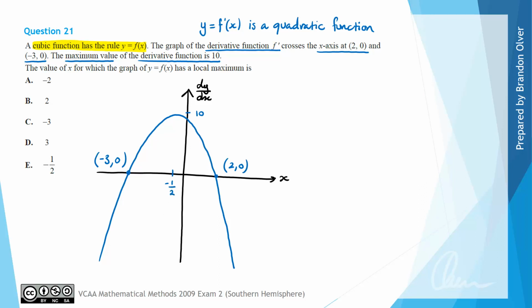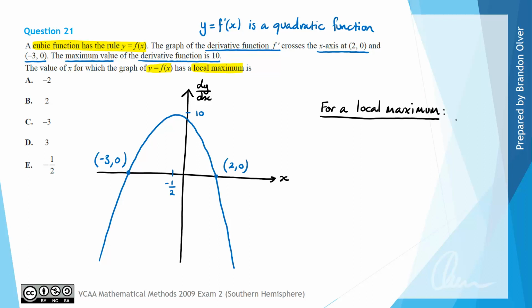So the question that we're really being posed is the value of x for which the graph of y equals f of x, the original graph, has a local maximum. So it would be tempting to select E as our answer, but we have a local maximum on our derivative graph there, not on our original graph. So we need to think a little bit more deeply about what exactly is a local maximum.